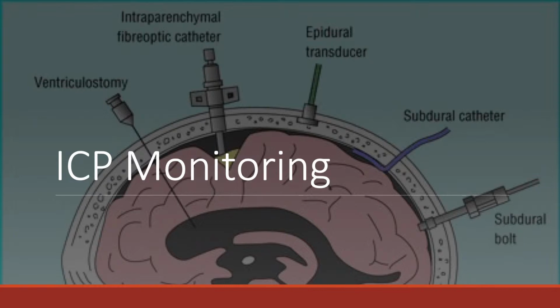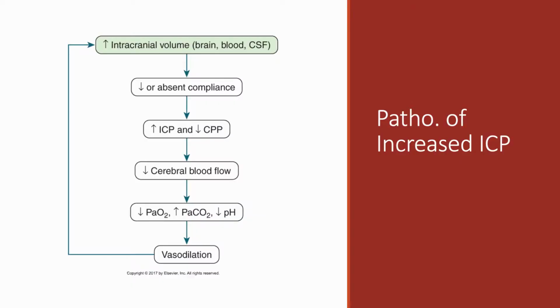Let's talk about intracranial pressure monitoring that you as the nurse are going to be doing. So first of all, the pathology of increased ICP is this. Remember that the brain is in a box, and that box includes the brain, the blood, and the CSF, and anytime that any of those is elevated, it's going to increase the pressure in the cranial vault. So when we have that increased pressure, then there's also a decrease in cerebral blood flow, and that can affect things like the PaO2, the CO2, the pH changes, vasodilation occurs, and it's a vicious cycle.